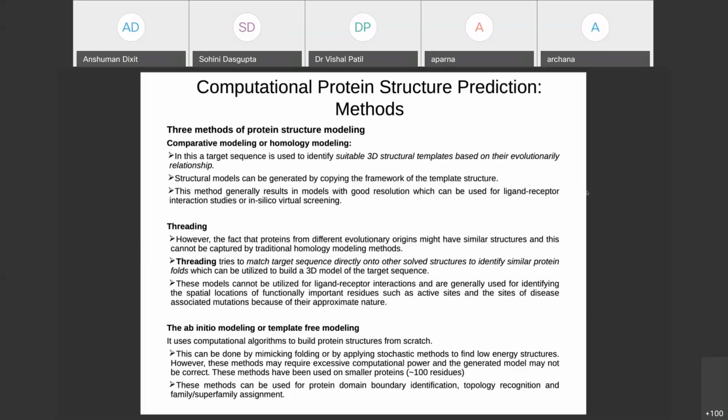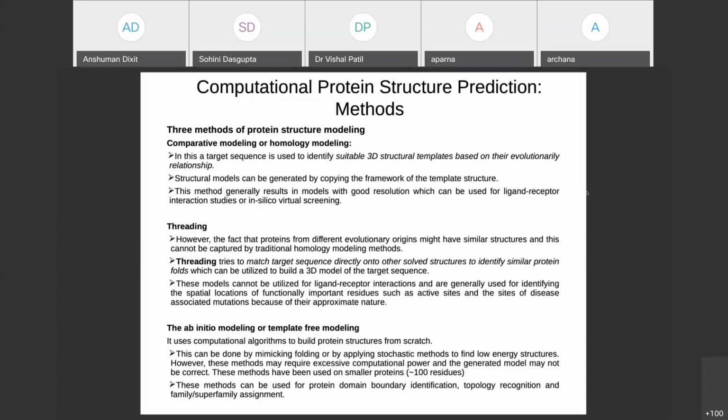Now comes the third one. The third case is much more difficult, because in the first you have a template, so modeling is easy. In the second, you can use threading to match your target sequence on other solved structures. The third is the most important and the most difficult, when both of these two conditions are not there. You do not have any template and you cannot match your target sequence directly onto other structures. Then this is called ab initio modeling or template free modeling. Ab initio because you are starting from scratch.